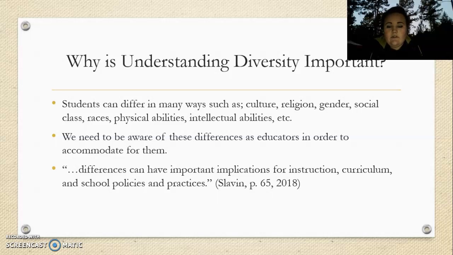We need to be aware of these differences, and when we understand and acknowledge these differences, we're able to accommodate for them and to really help these students. Our text says that differences can have an important implication for instruction, curriculum, and school policies and practices. So you can see it's very important that we understand this in the classroom.